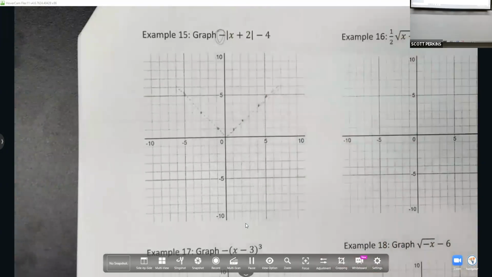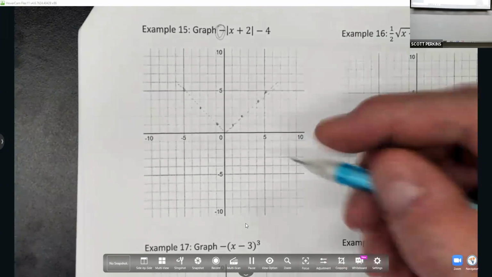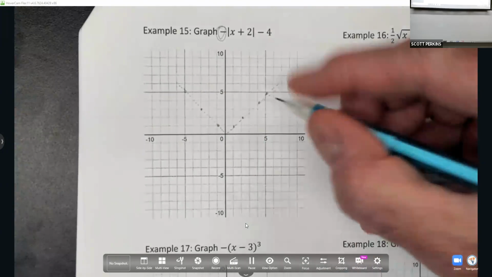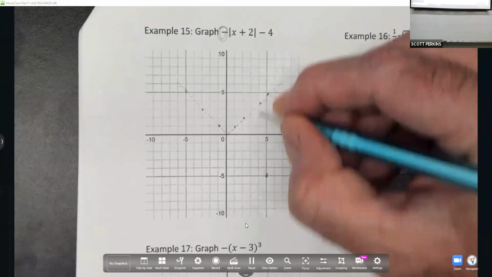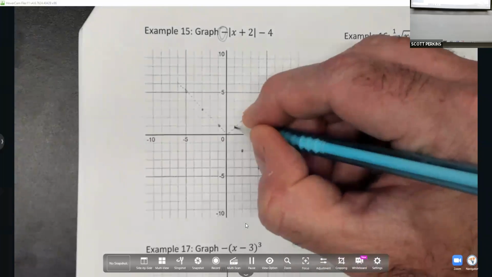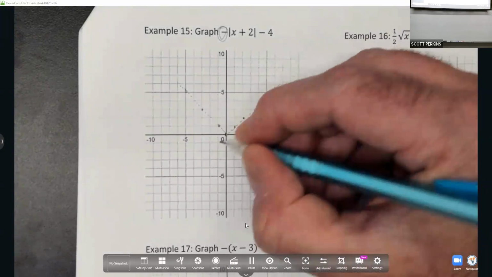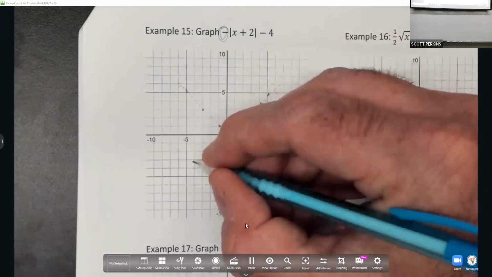First thing I'm going to do is the negative. The negative is outside the absolute value. So the negative says take all the y values and make them opposite. So I'm going to do that. All these y values that are above the axis are now going to be below. So instead of 5, it's going to be -5. Instead of 4, it's going to be -4. Instead of 2, -2. Instead of 1, -1. 0 stays 0. Instead of 1, becomes -1. Instead of 3, becomes -3. Instead of 5, becomes -5.